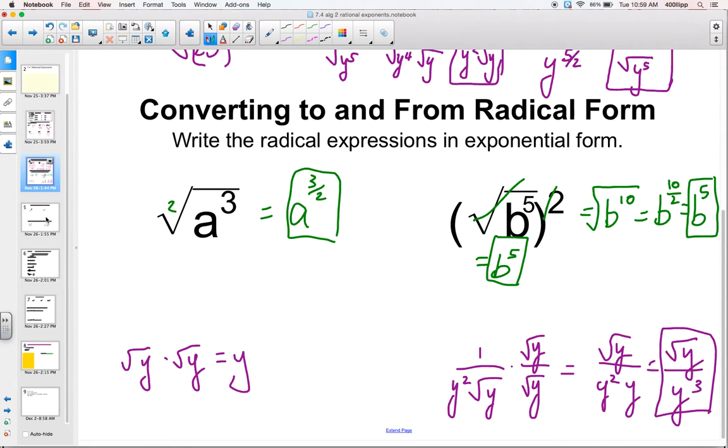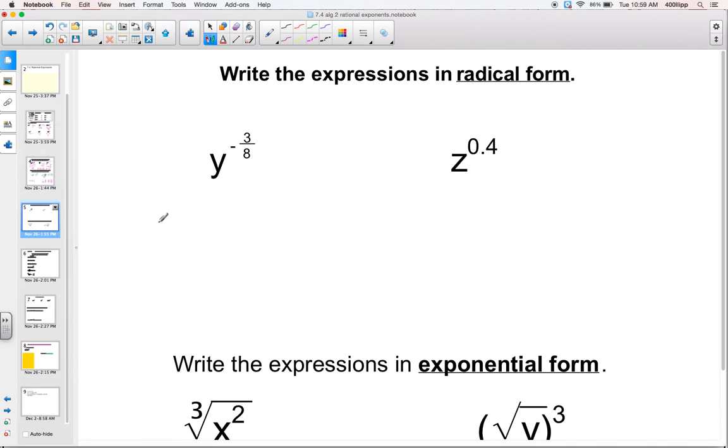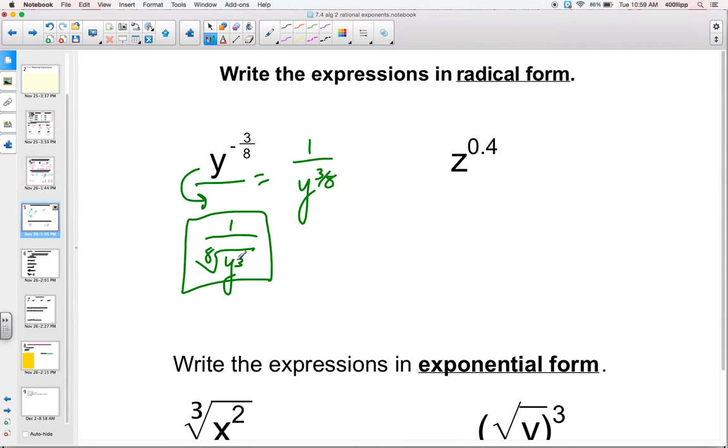All right, moving on. Let's take a look here. A little bit more practice with these. If we have y to the negative 3 over 8, we're going to bring this down to the denominator to get rid of the negative exponent. So I have 1 over y to the 3/8. And then we'll do power over root. So this is 1 over, our power is 3, and our root is 8. The 8th root of y cubed. Okay, we can leave it like this unless it wants us to rationalize the denominator. It doesn't specify that here, but it's always a good idea to do that. We'll leave that for now.